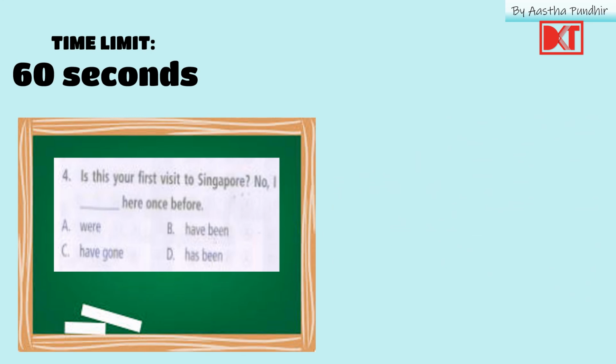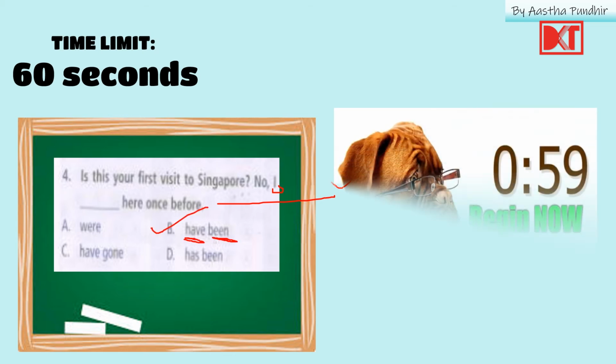Okay, here. Is this your first visit to Singapore? No, I dash here once before. So here again we will be using what? Present perfect. And how is it formed? With I we use have, I have, and here I have been. So the correct answer is B.